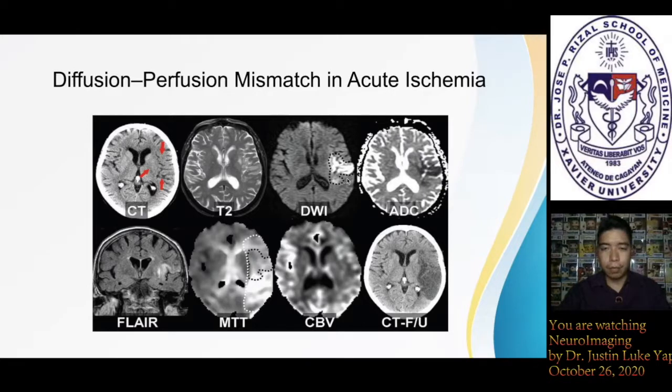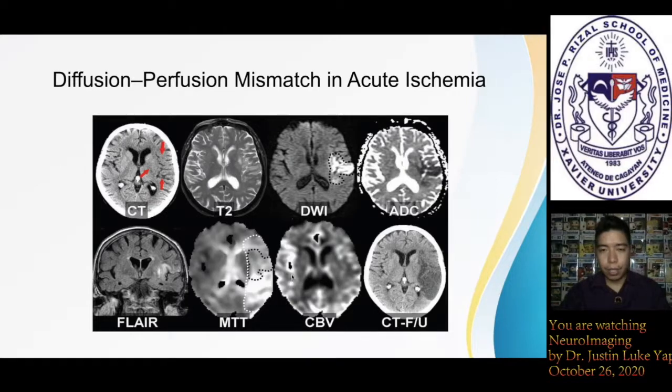Then on DWI, as we previously discussed, it's very helpful in the hyperacute stage. You have this very bright area with signal drop off on ADC. This constitutes the region of the hyperacute infarct. On FLAIR, on a coronal cut of the brain, you can appreciate the precise region involved in the infarction.